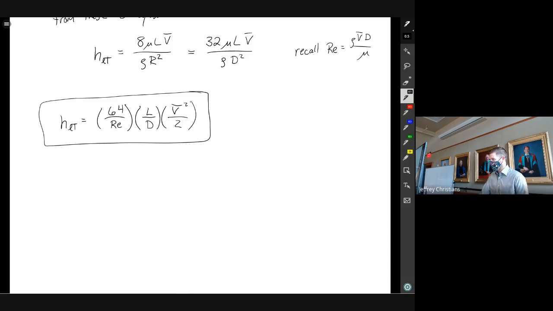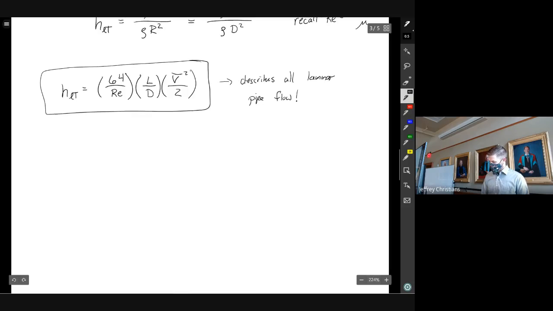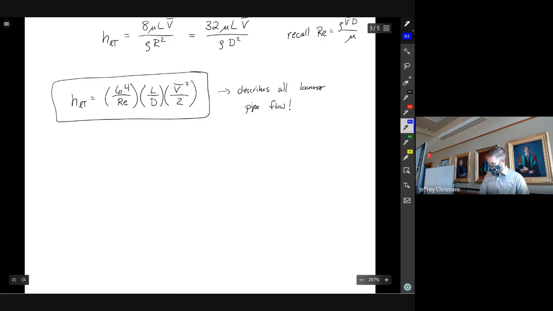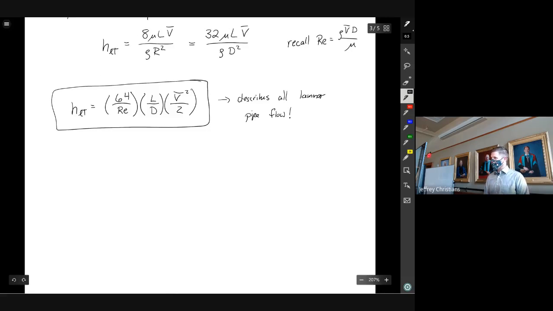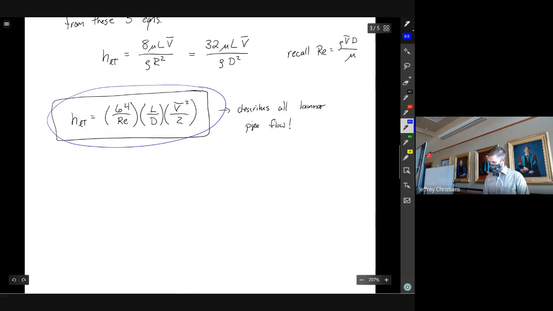So this describes all laminar flows. It gives us some insight. It describes all laminar pipe flow, every diameter, every Reynolds number, as long as it's laminar, this is the solution. This is how energy decreases as you go down this pipe. There are some interesting things that you can see. It's a little bit harder to see in this form of the equation, but you can see it more readily in this top form.